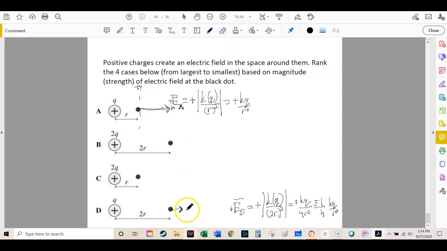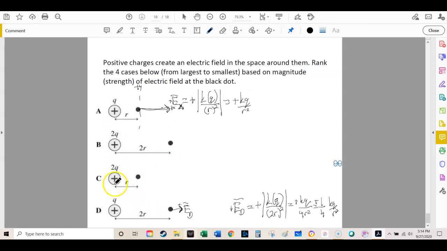So that electric field at D is going to be a quarter of the size of the electric field at A. It's going to be in the positive direction. Okay. Let's do C. Why don't you pause the video and try C? And actually, before you do C, hold on a second. Estimate, do you think C is going to be larger or smaller than A? And by how much? Is it going to be 4 times bigger, twice as big, the same size, half the size, or a fourth the size? What do you think?